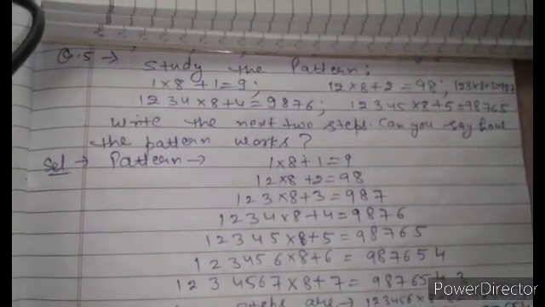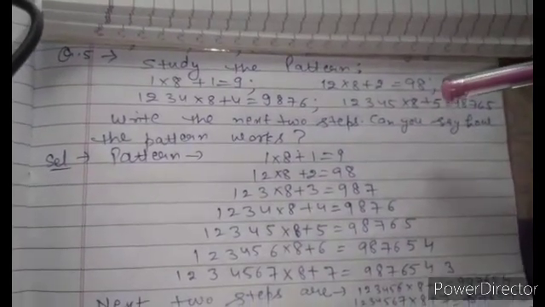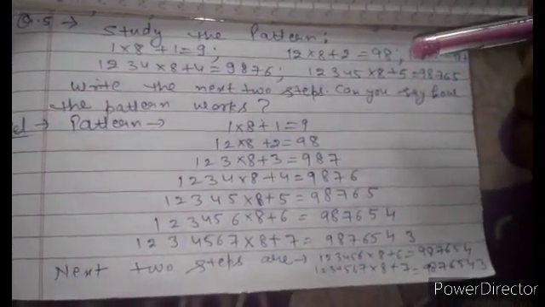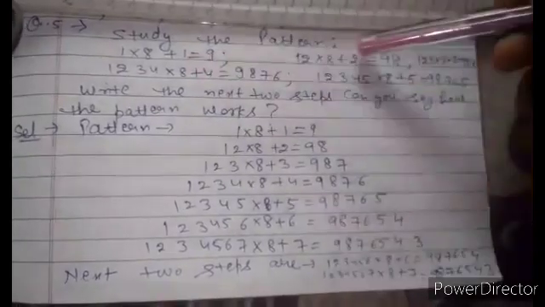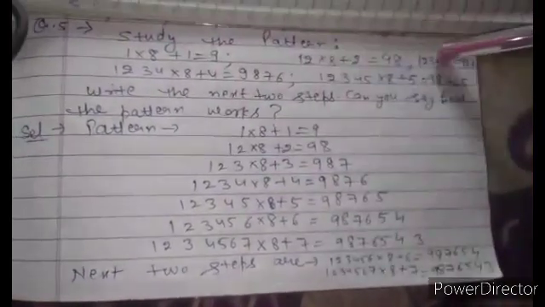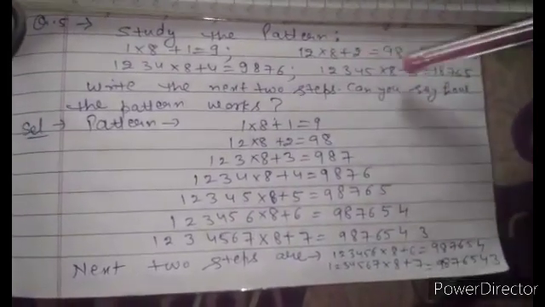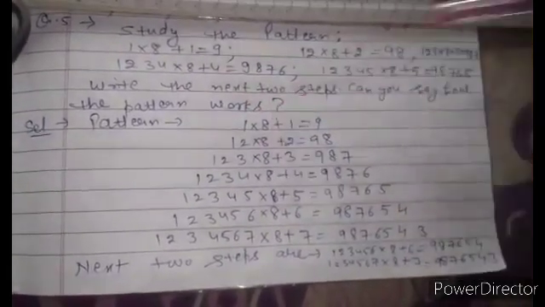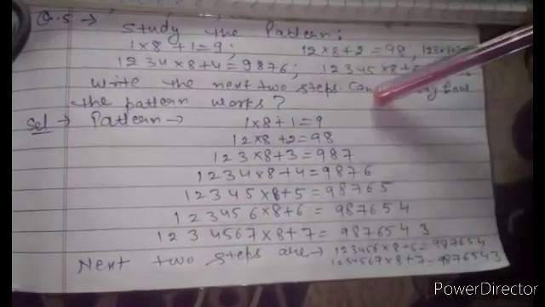NCERT 6th class math. Chapter 2nd exercise 2.3 question number 5. Study the pattern. Here this pattern is given. Write the next two steps. Except these, the next two steps we have to write. Can you say how the pattern works?